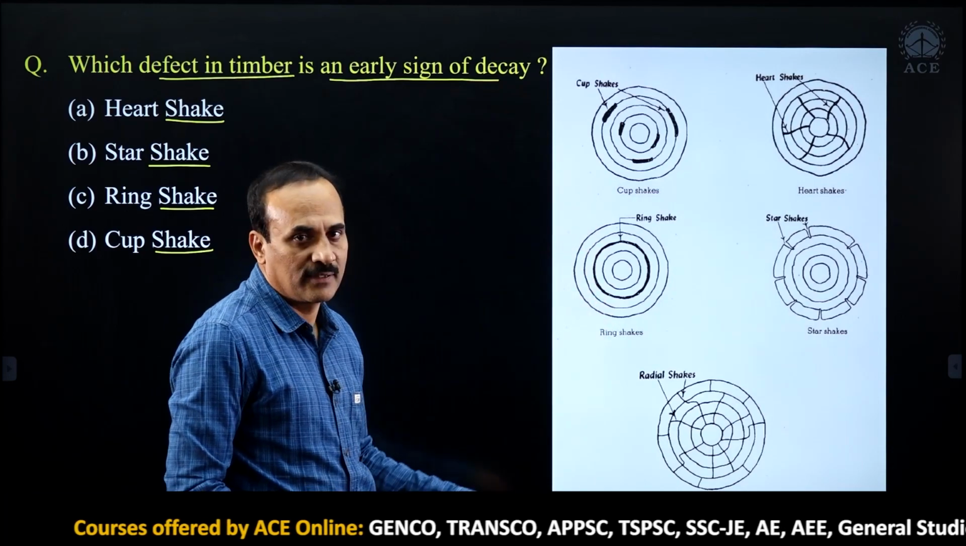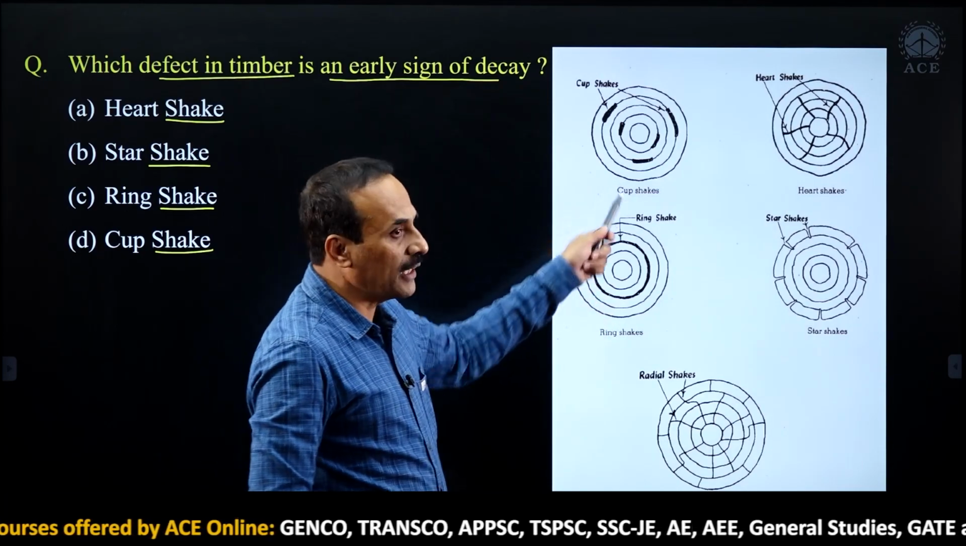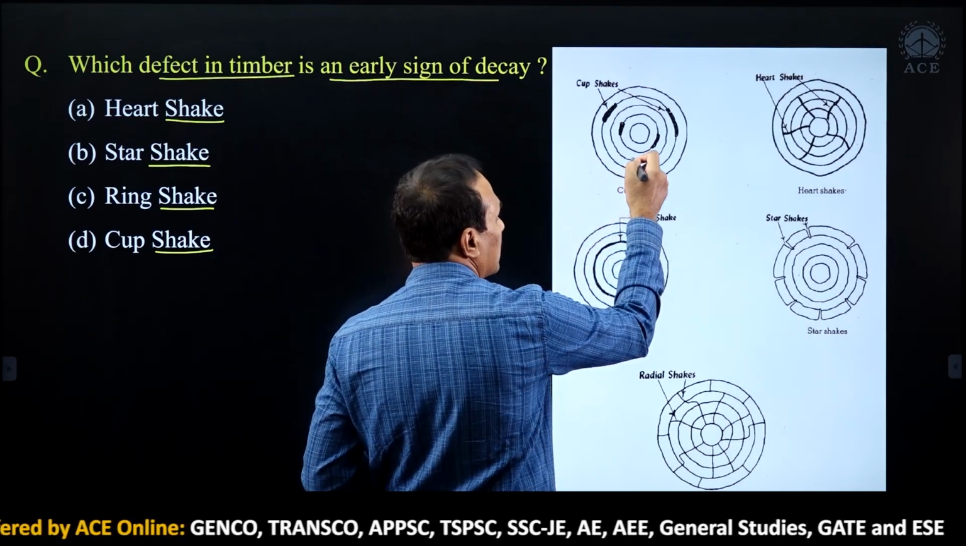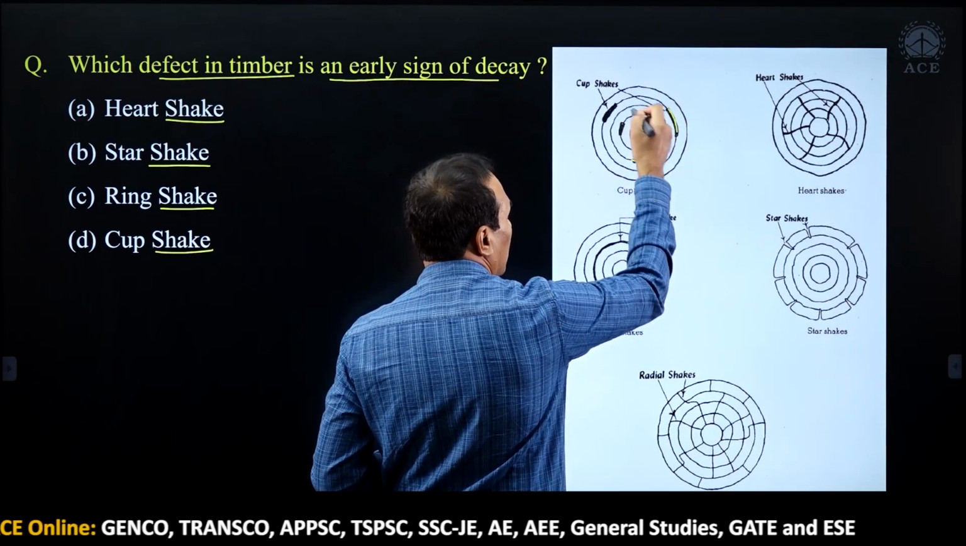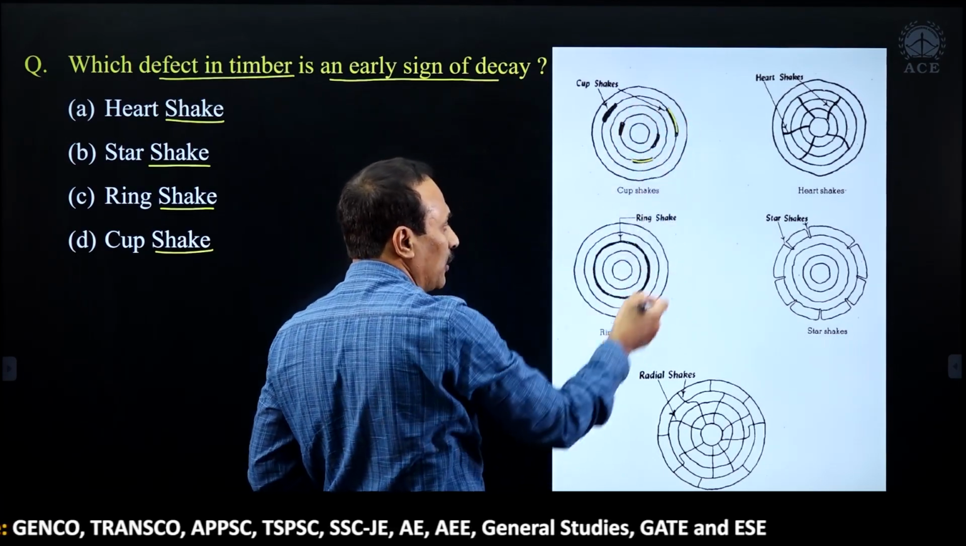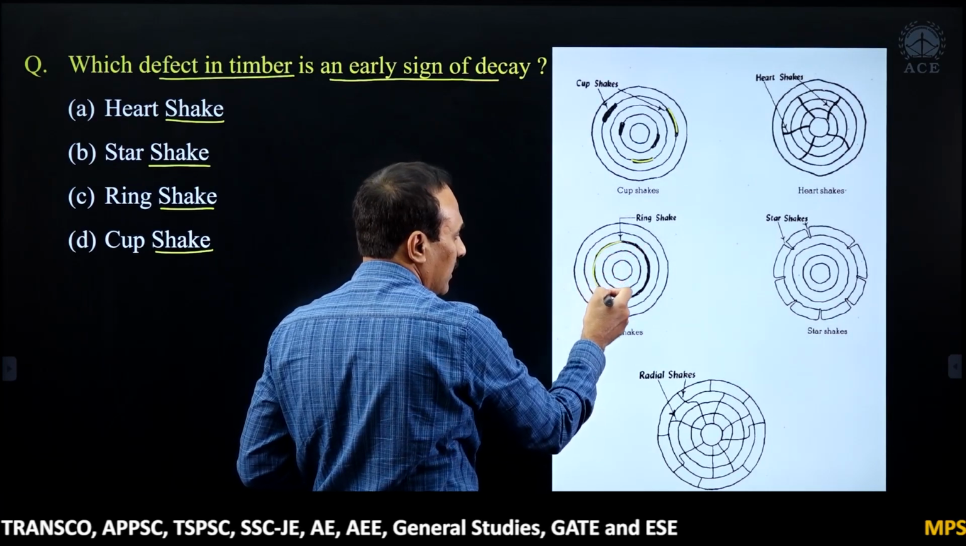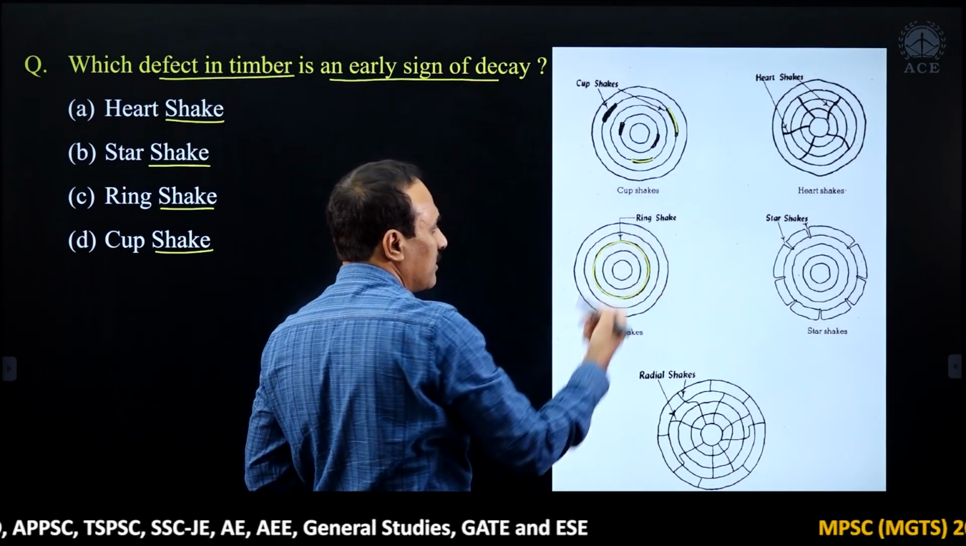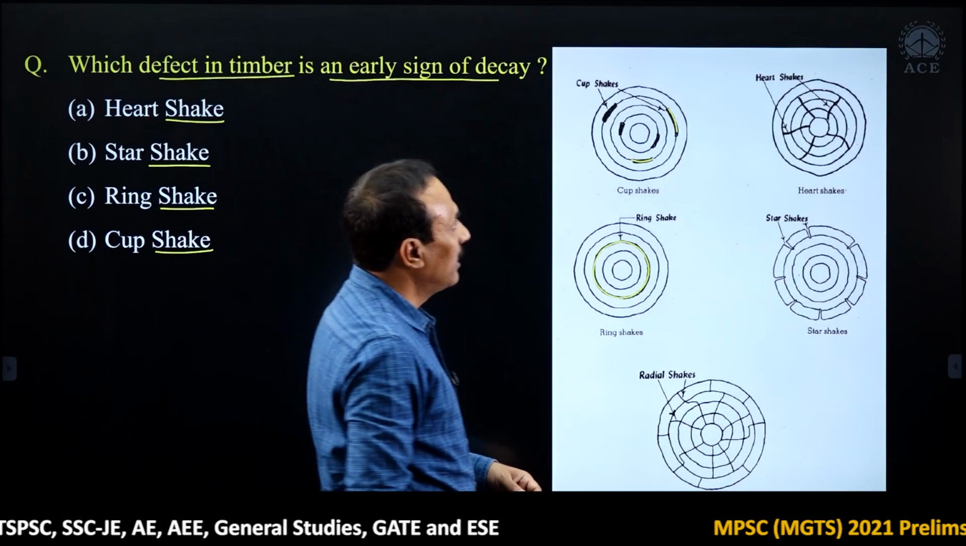We have various shakes. So this is the cup shake. Cup shake is something similar to a cup here, and once the cup continues, you get the ring shake. A continuation of cup shake is nothing but a ring shake, and this is a heart shake.